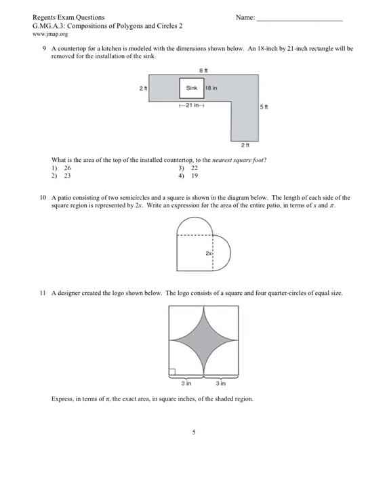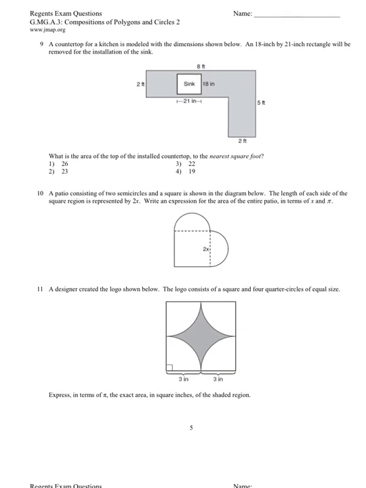Let's take a look at number 9, sorry. So number 9, you have this countertop for a kitchen modeled with these dimensions below. Keep in mind that they're asking you to find the area of the installed countertop to the nearest square foot. So I'm going to convert these inches into feet. There's 12 inches in 1 foot. So 18 inches would be how many feet? So you can just cross multiply and divide. You're going to end up getting 1.5 feet.